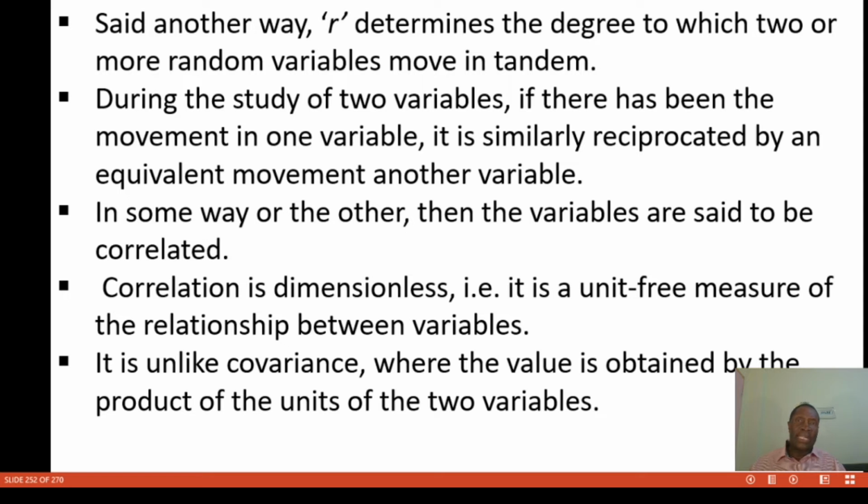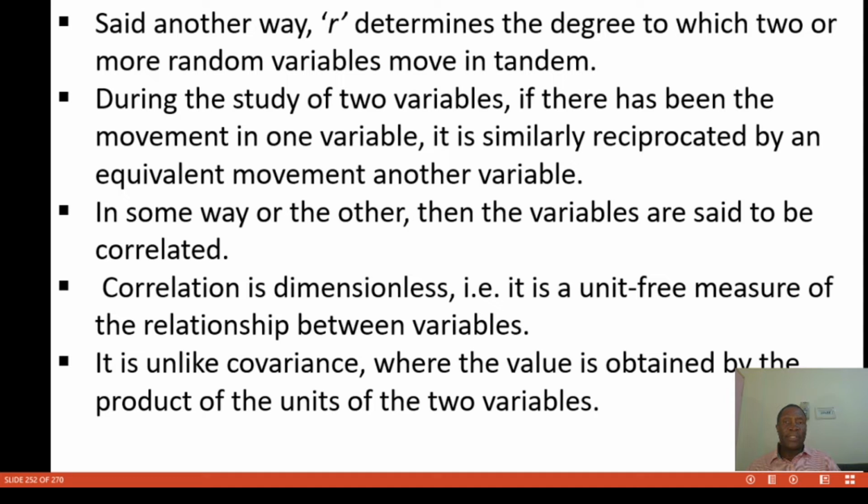So correlation, said another way, does determine the degree to which two or more random variables move in tandem. During the study of two variables, if there has been a movement in one variable, it is similarly reciprocated by an equivalent movement in another variable. And we'll see this as we go to the forward slides. So in some way or the other, the variables are said to be correlated.